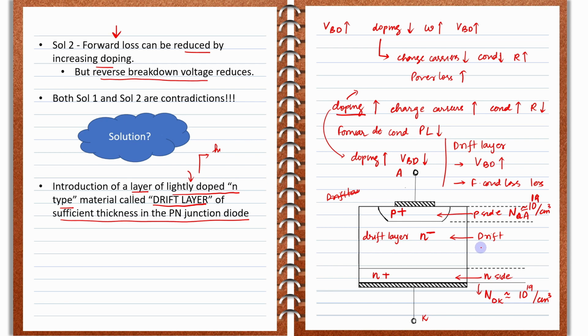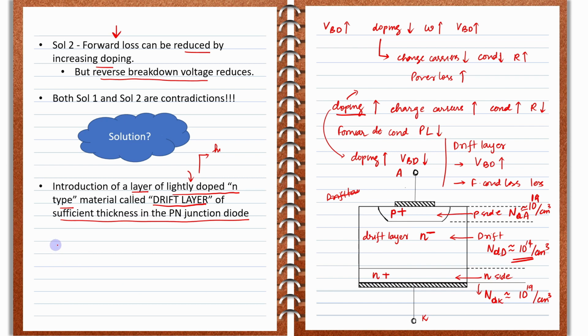Whereas for the drift layer, naturally it is also an N-type material, so it will also have donor atoms. So ND of the drift layer, that is the concentration of donor atoms in the drift layer, will be roughly equal to 10 power 14 per centimeter cube. You can clearly see the doping of the drift layer is orders of magnitude less as compared to the P side and N side.